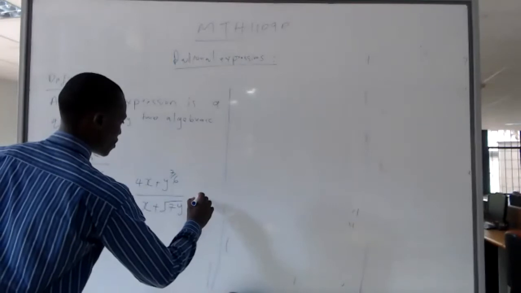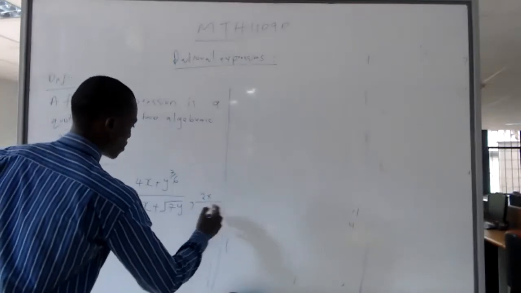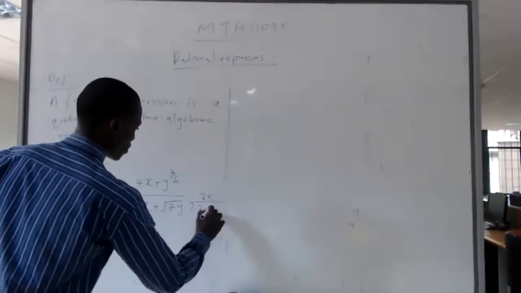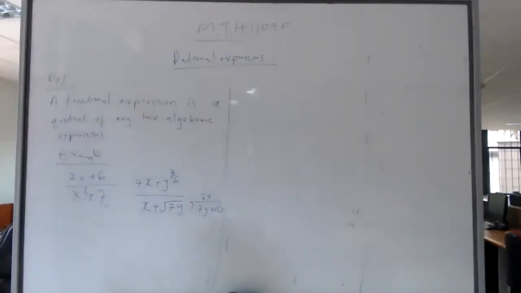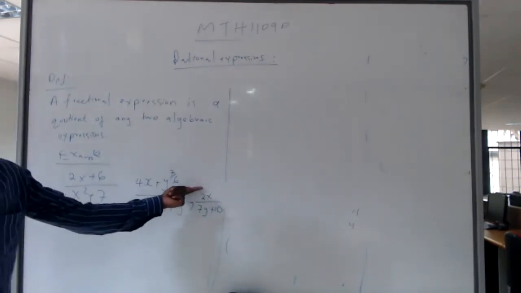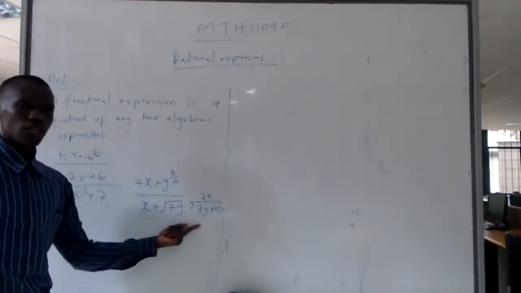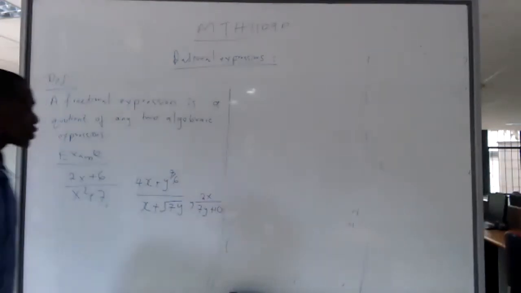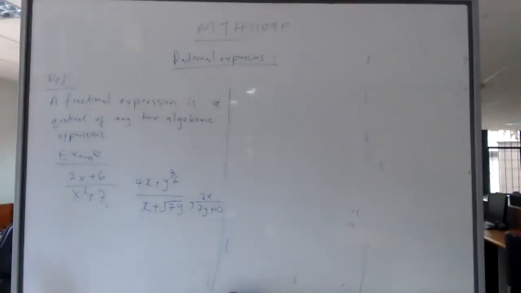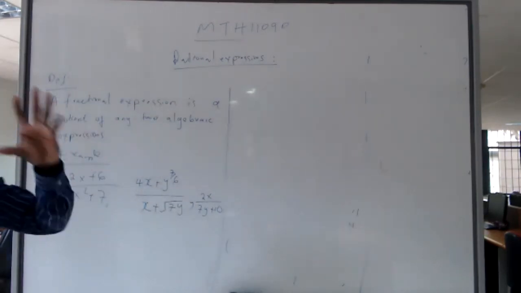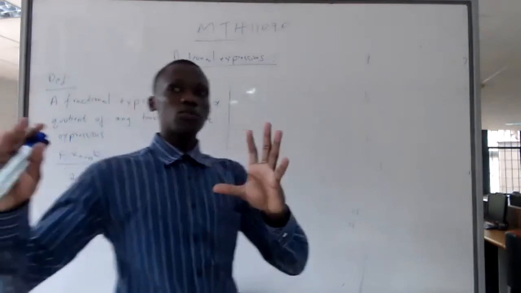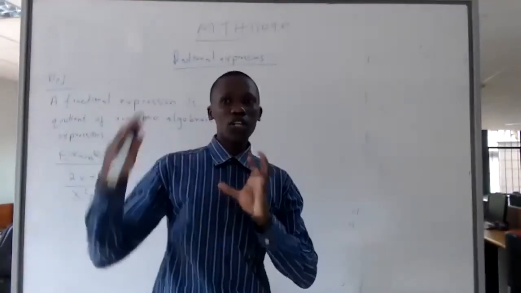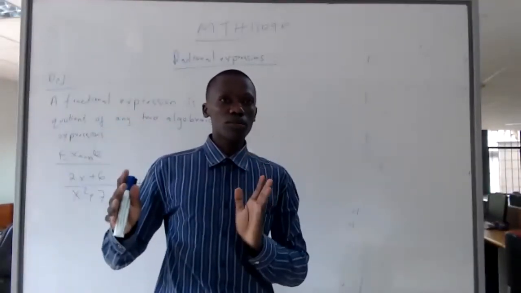We also have 2x divided by 7y plus 10. That is also a fractional expression. The numerator is an algebraic expression. The denominator is also an algebraic expression. So all these are examples of fractional expressions. Just take any two algebraic expressions and divide them, write them as fractions. You get what we call a fractional expression.